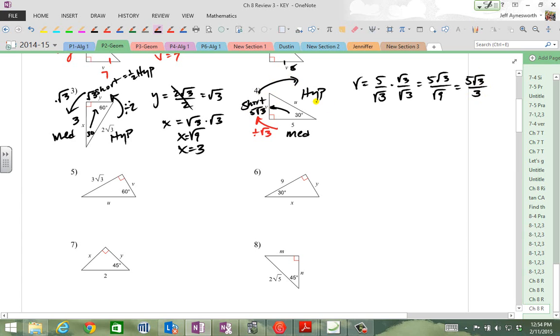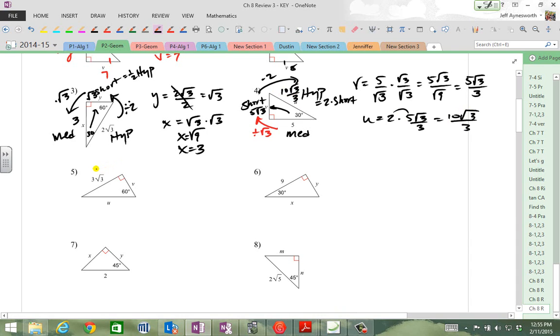And then to get to the hypotenuse, which is twice as big as the short side, you multiply by 2. So u is equal to 2 times 5 rad 3 over 3, and that's 10 rad 3 divided by 3, because you just simply multiply. So it's 10 root 3 over 3. That's all there is to it.